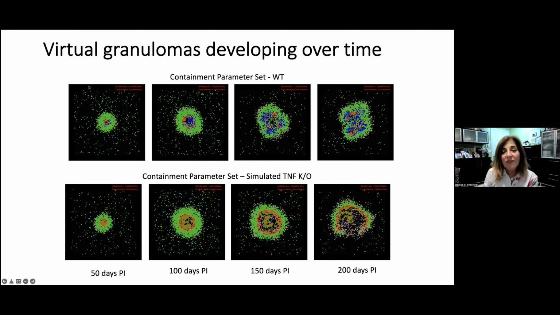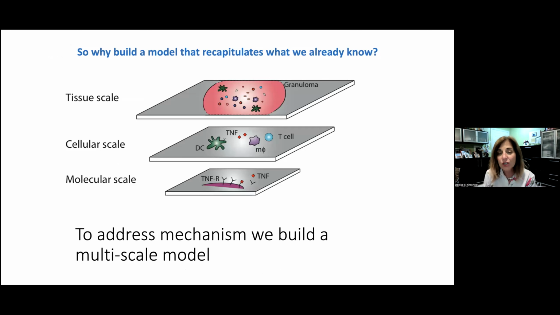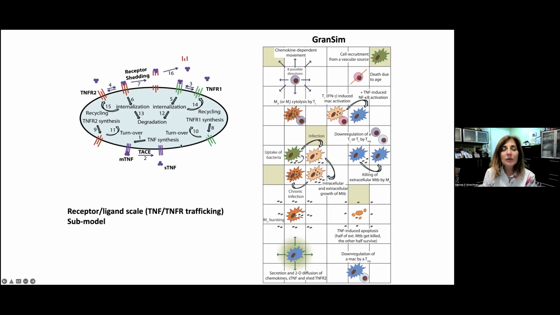And look, in GranSim, if I create a virtual knockout with no tumor necrosis factor, this same granuloma falls apart and begins to spread bacteria and grow really badly. So of course TNF is important, but I want to give them mechanism. To give them mechanism, I want to drill down and build a very detailed molecular model and connect it to my cellular scale model. That means I'm going to build a model of macrophages that have TNF receptors on the surface. There are 2 types that internalize, degrade, synthesize, reproduce, all the things that happen here.